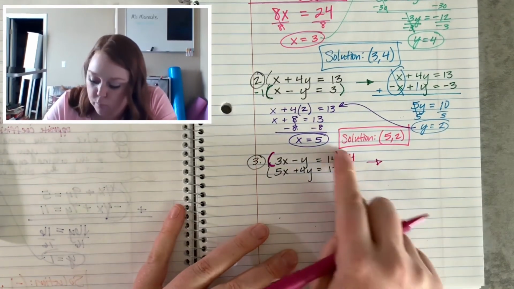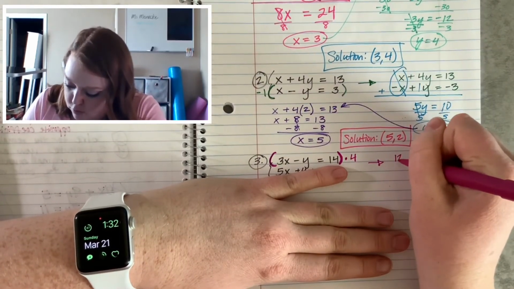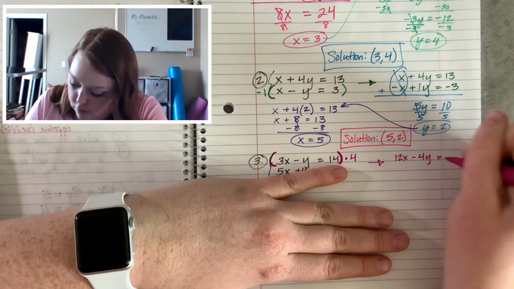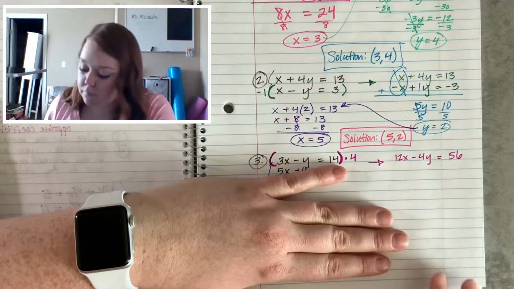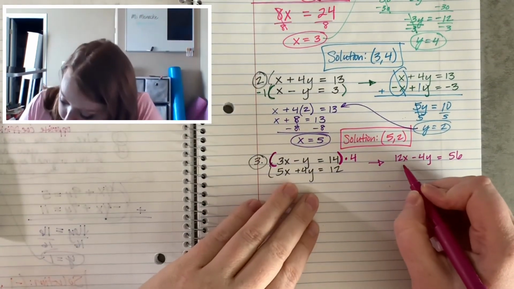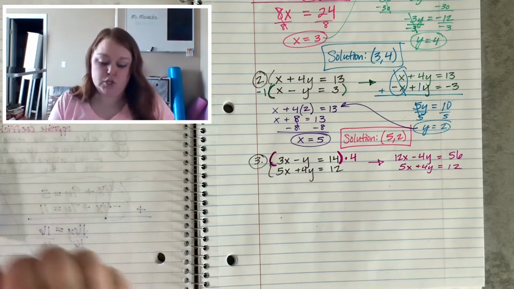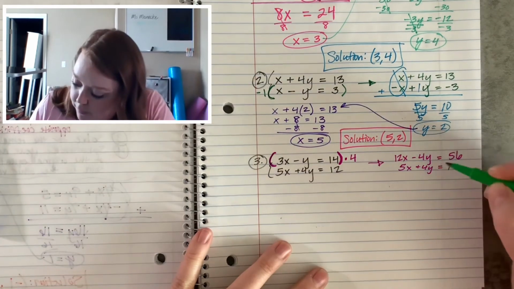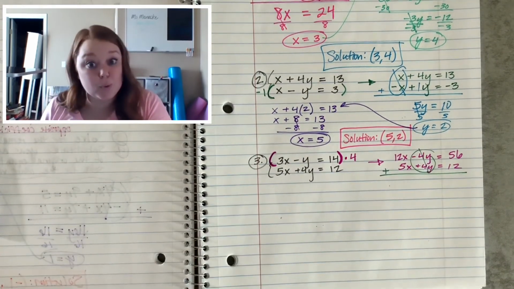So let's go ahead and do that. Both sides of the equations have to times by 4. So 3x times 4, 12x. -y times 4, -4y. 14 times 4, 56. Okay. The second equation, I didn't touch it. We're just going to copy it over. So it was only that first equation that we had to change. Now I see that my y's are going to eliminate when I add them up. Cool, that's what we wanted.